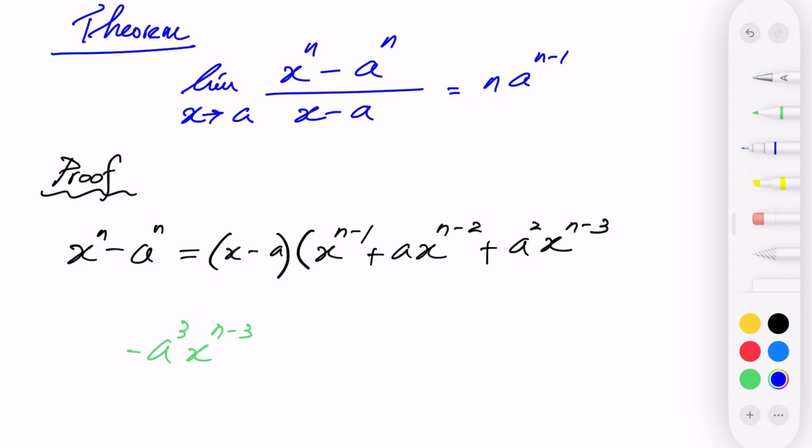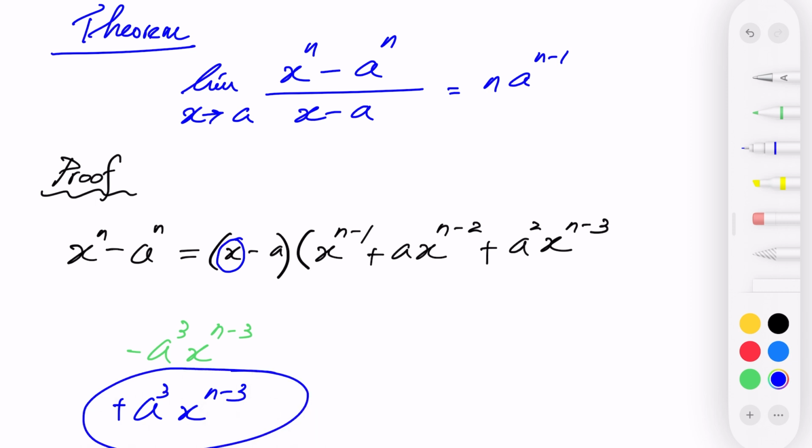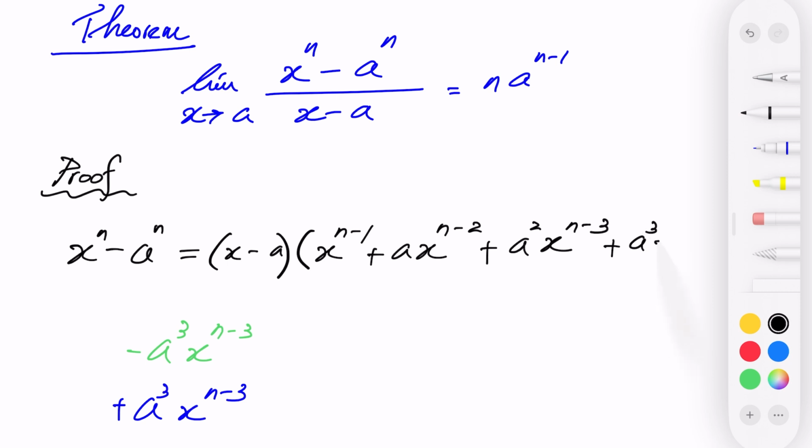To get rid of that term, I will need a plus a cubed x raised to the n minus 3. In order to create that term, I can look at this x right here, just like earlier. That x will have to be multiplied by a cubed times x raised to the n minus 4. Then I can create the term right here. So let me write it as that. I will need plus a cubed x raised to the n minus 4.